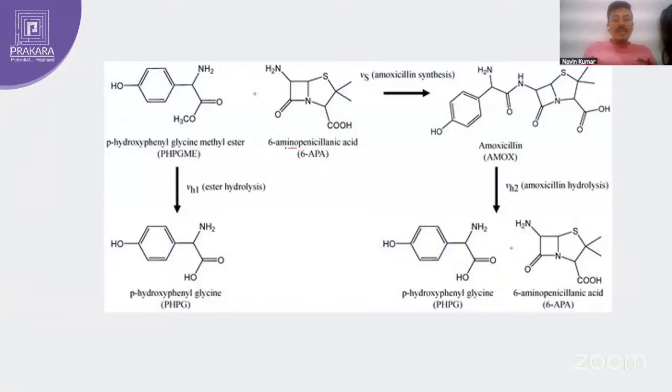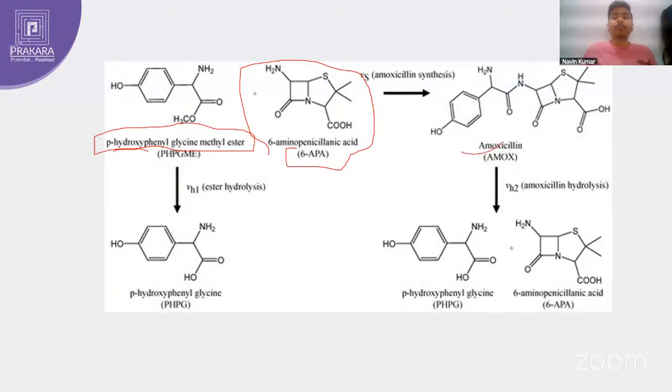So when this 6-APA, that is the 6-amino-penicillinic acid, reacted with the para-hydroxyphenyl glycyl ester, it gives amoxicillin. And this is the structure of amoxicillin. Here, this one is the beta-lactam ring, and this one is the penicillin ring. And the overall structure is the structure of amoxicillin.